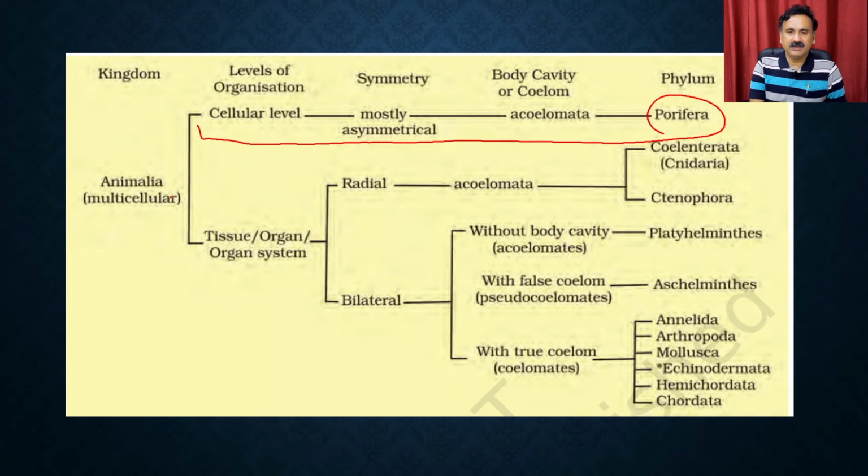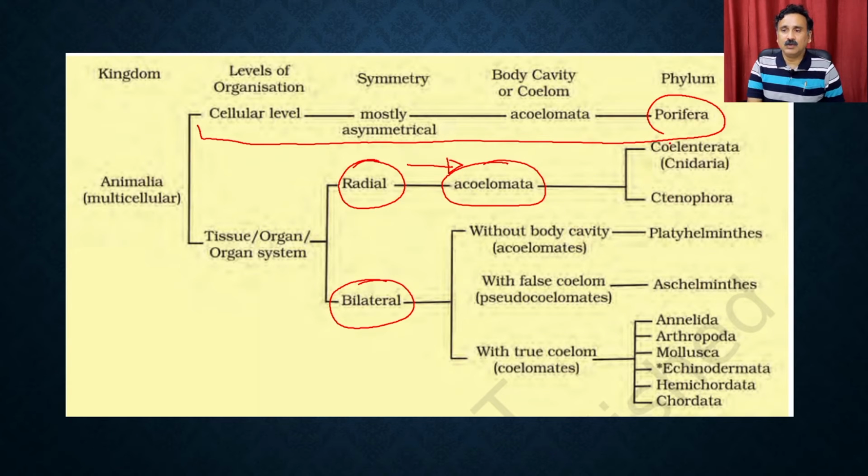But if you go with the tissue or organ level of organization, then you can have the symmetry: either radial symmetry or bilateral symmetry. In radial symmetry, you can have the acoelomates, and within this you can have two different phyla. You can have the Coelenterata, also called Cnidaria, or you can have the Ctenophora. So let's discuss the Coelenterata, and then we are going to discuss the Ctenophora.